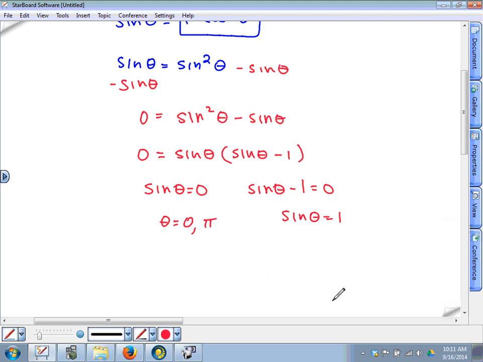What about sine theta equals 1? Where on the unit circle do you have a y value of 1? 3 pi halves? Well, no, it's just pi halves, because at 3 pi halves, at the bottom of the unit circle, the y value is -1. So we get three solutions there: 0, pi, and pi over 2.